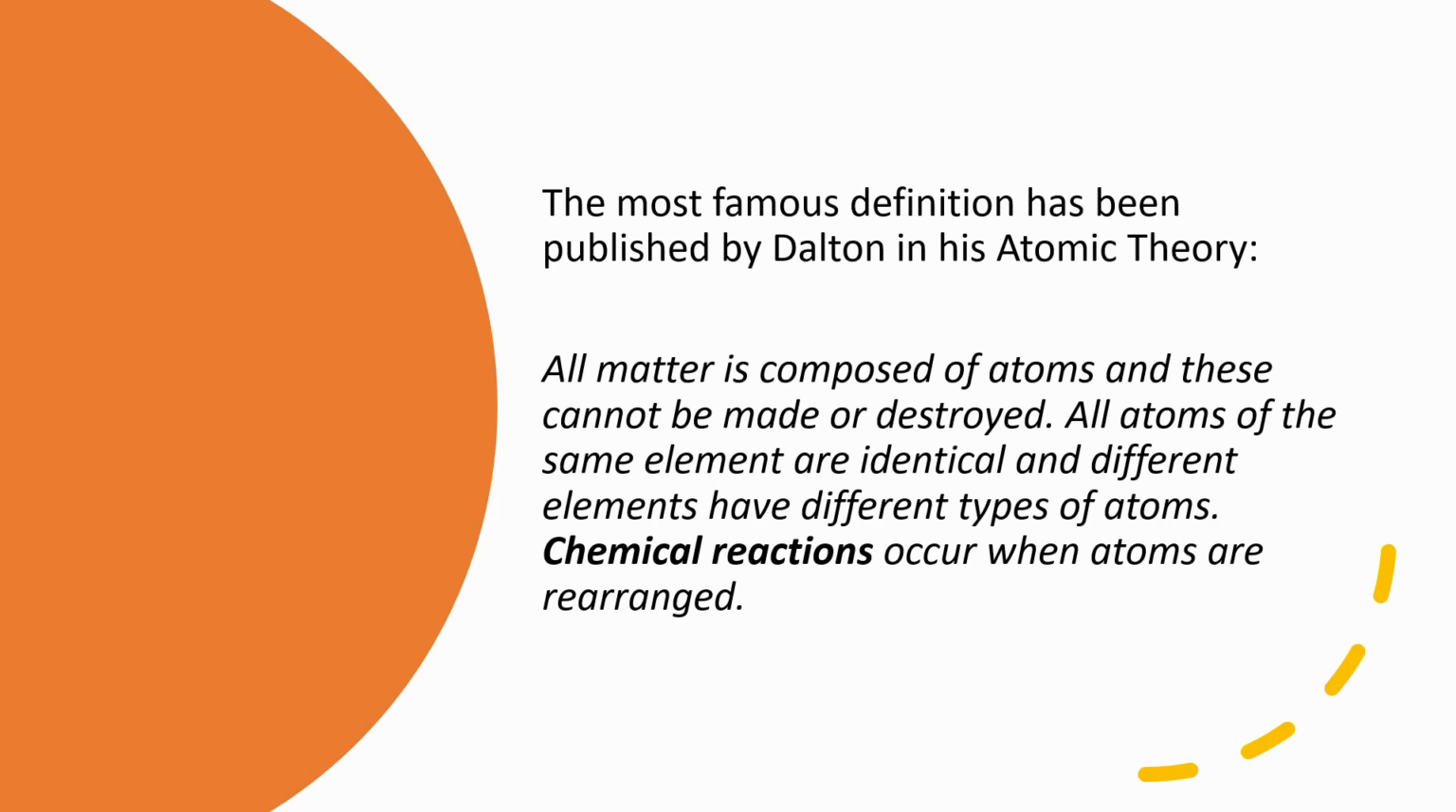The most famous definition has been published by Dalton in his atomic theory. All matter is composed of atoms, and this cannot be made or destroyed. All atoms of the same element are identical, and different elements have different types of atoms. Chemical reactions occur when atoms are rearranged. So that is our definition of an atom by our scientist Dalton.